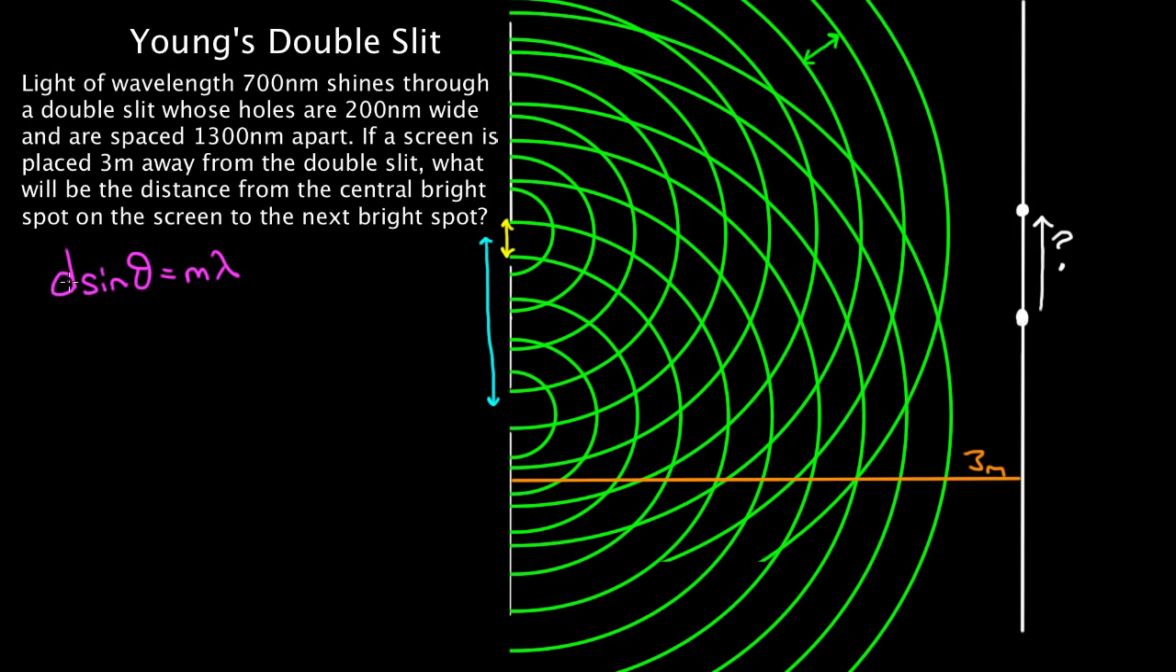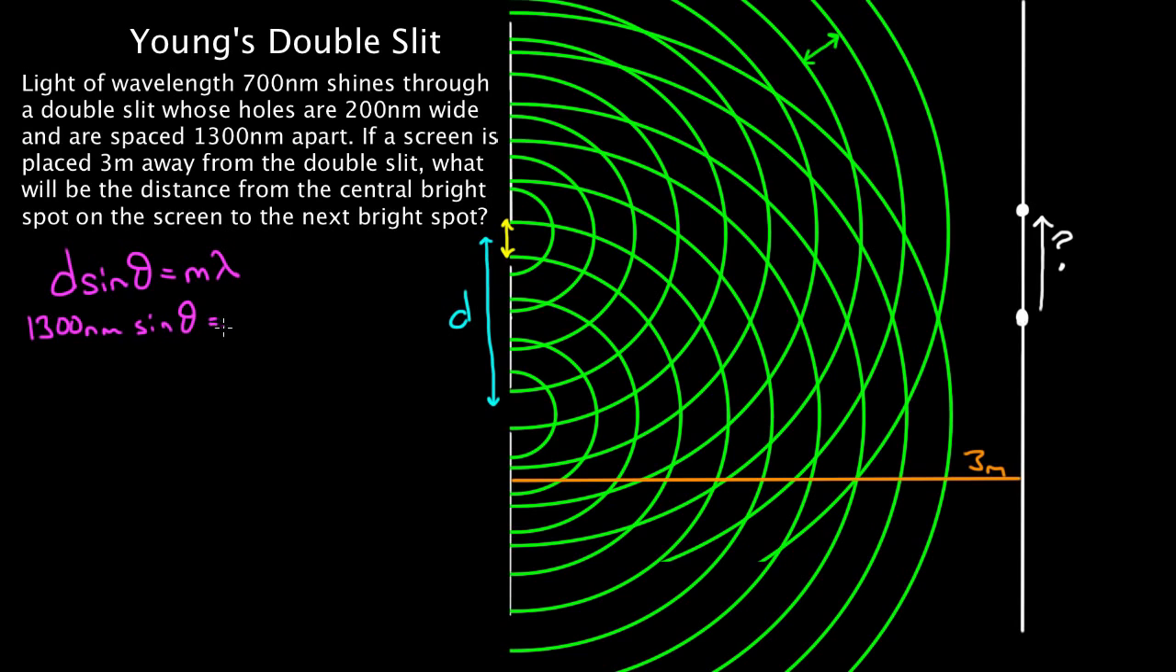Alright, so what do we do? D. What is D? We got all these numbers in here. D is defined to be the distance between the holes. So D in this case is this 1300 nanometers. So I've got 1300 nanometers times the sine of an angle.